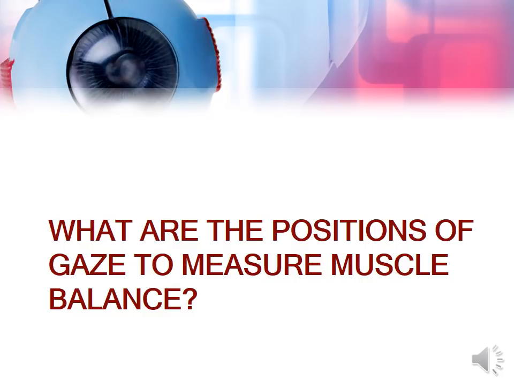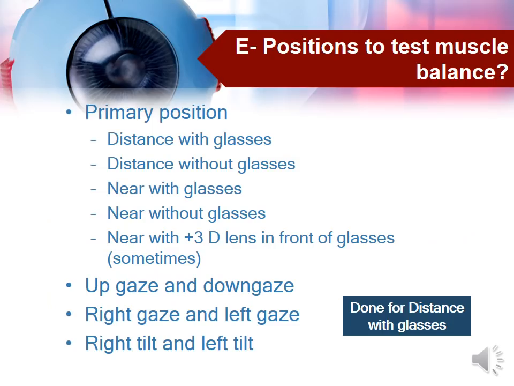So now that we know the test to measure the angle of deviation, what are the positions of gaze where we need to test? The angle of deviation has to be measured with any of the aforementioned tests in the primary position for distance with and without glasses and for near with and without glasses.